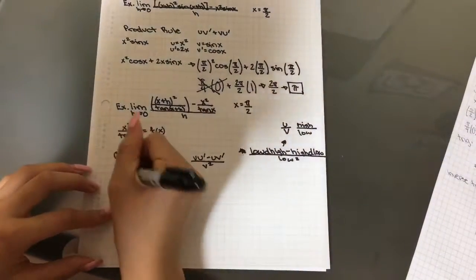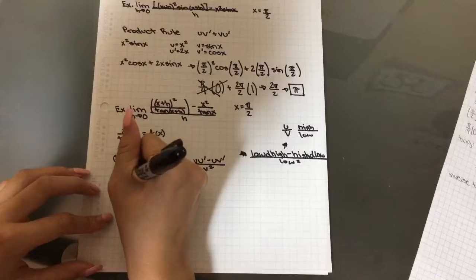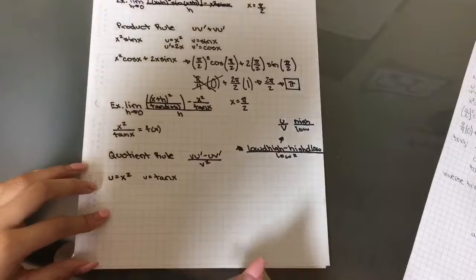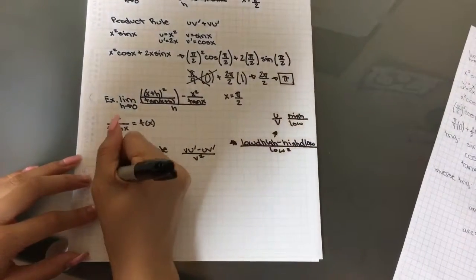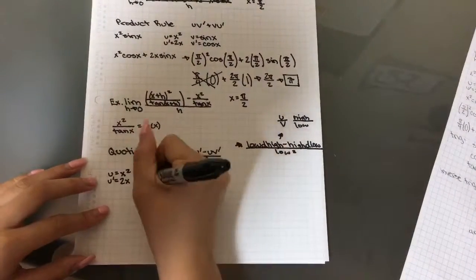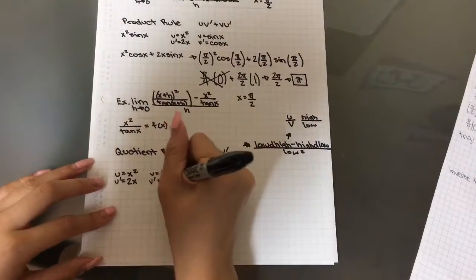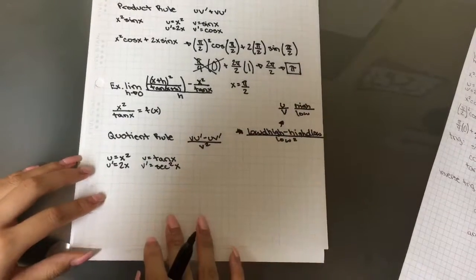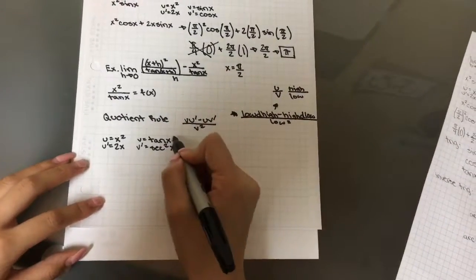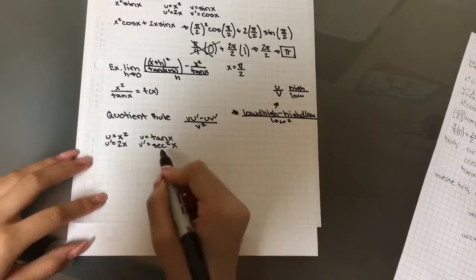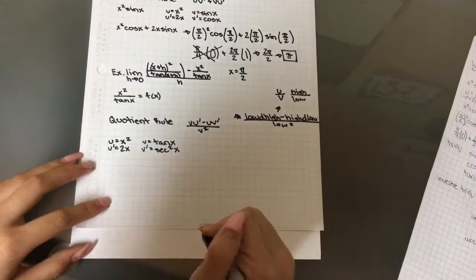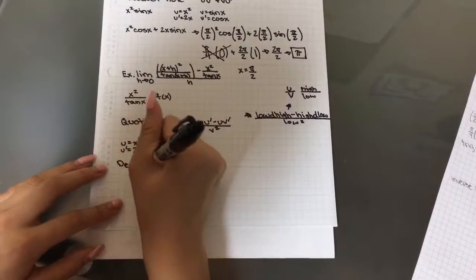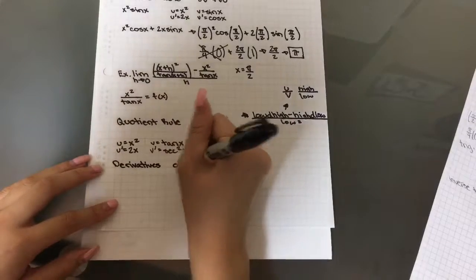Setting this up, u would equal x squared and v would equal tangent of x. And u prime would equal 2x, and v prime would equal secant squared of x. We know that the derivative of tangent is secant squared because of the derivatives of trig functions. So for a moment, we'll go into derivatives of trig functions.